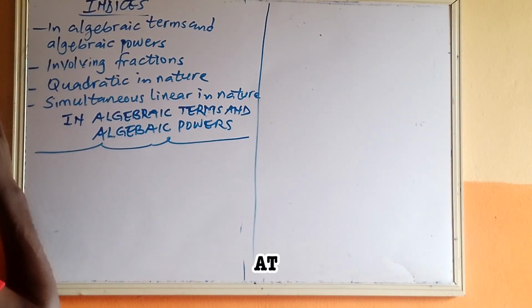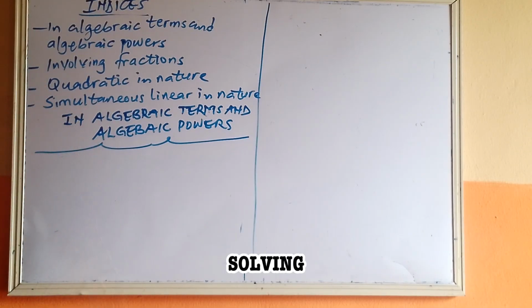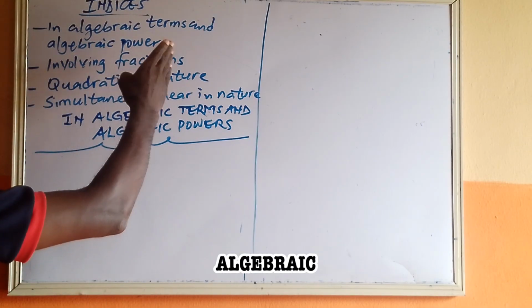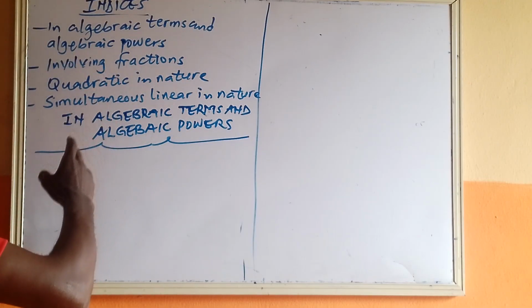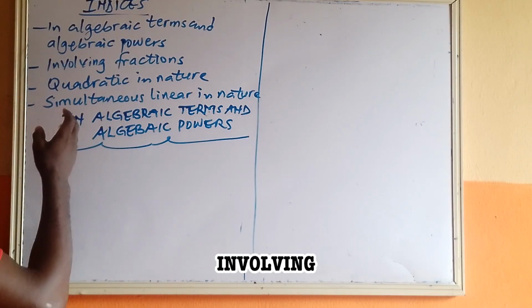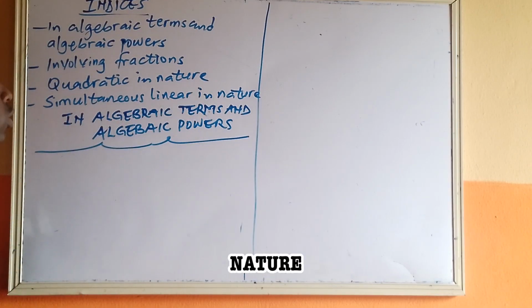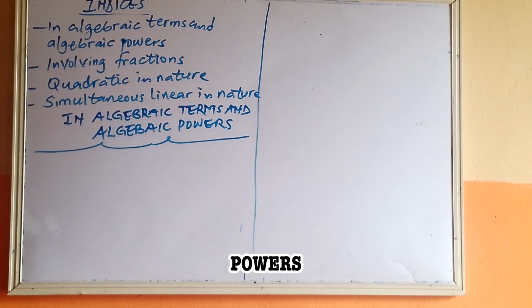Today we are going to be looking at indices, but we are going to be having 4 ways of solving indices: indices in algebraic terms and algebraic powers, indices involving fractions, indices involving quadratic in nature, indices involving simultaneous linear in nature. So let's look at the indices in algebraic terms and algebraic power.